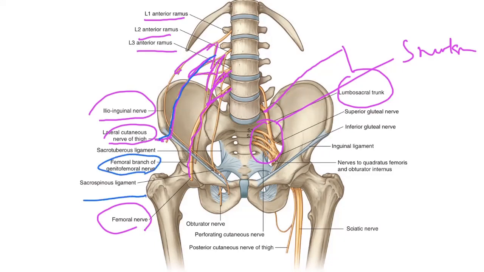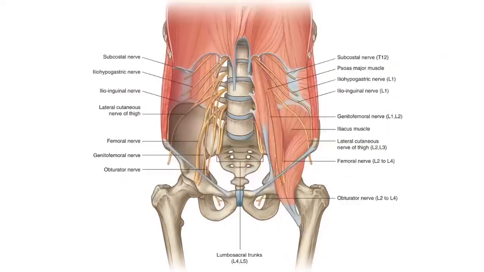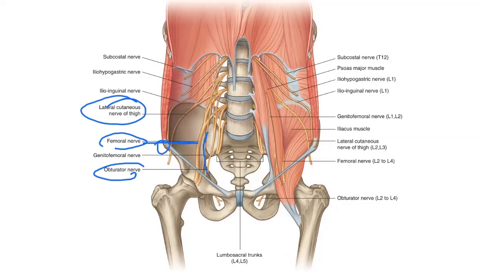Genitofemoral nerve, obturator nerve. See, again with the muscles. You see, this is the obturator nerve. This thick one is the femoral nerve. Again, lateral to the anterior superior iliac spine is the lateral cutaneous nerve of the thigh. And these are the iliohypogastric and ilioinguinal nerves.